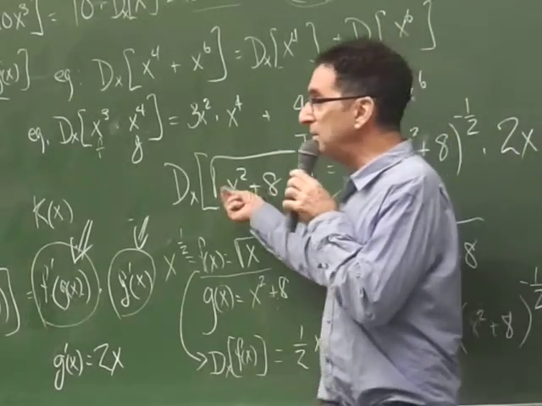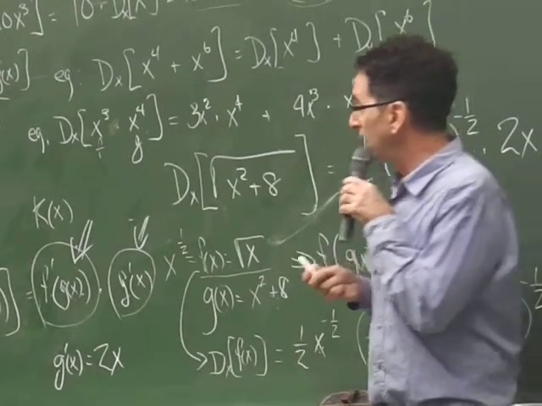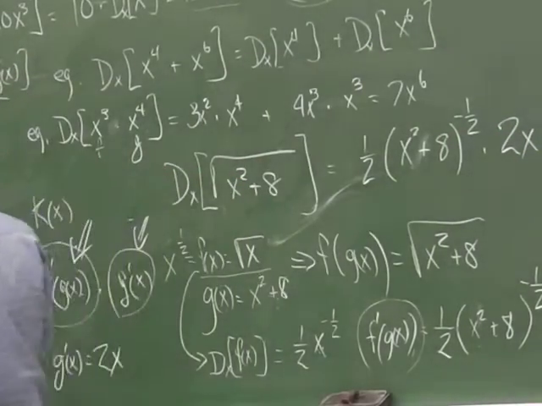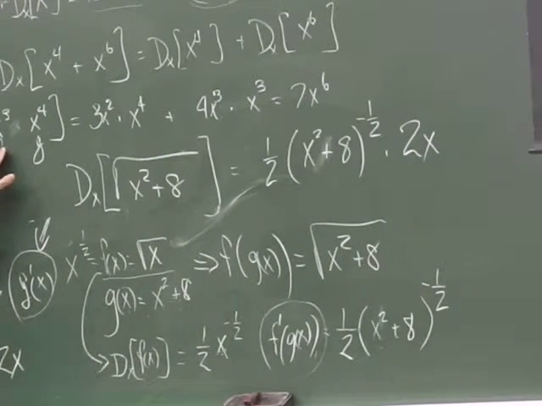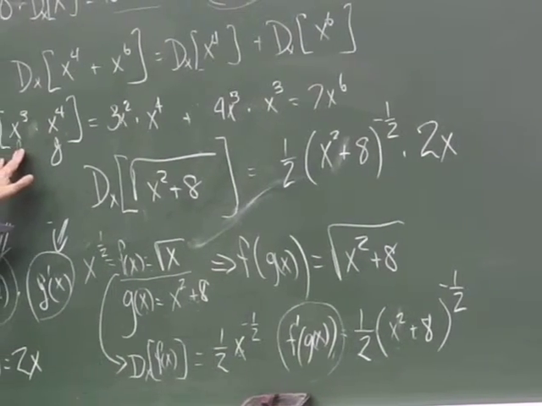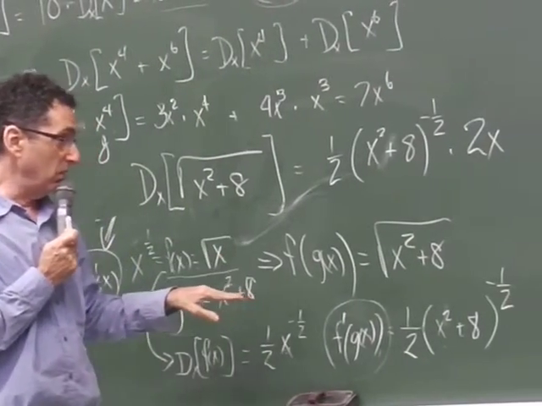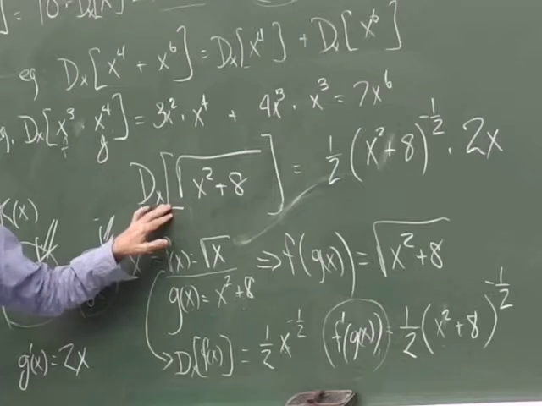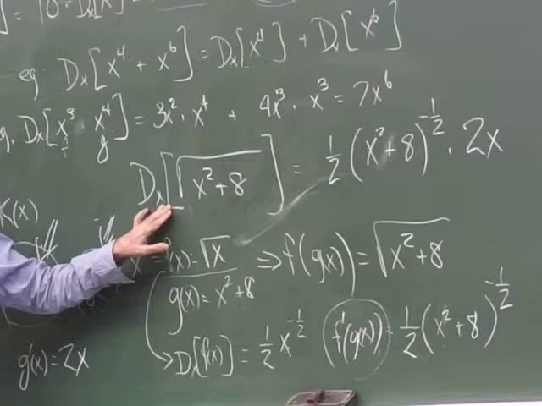Now this would not have been very easy to do without this rule. As I said before, this would have been very easy to do without the product rule. You don't need the product rule really for this problem. But this, I don't think would be easy to do without this composition rule, or the chain rule it's called.